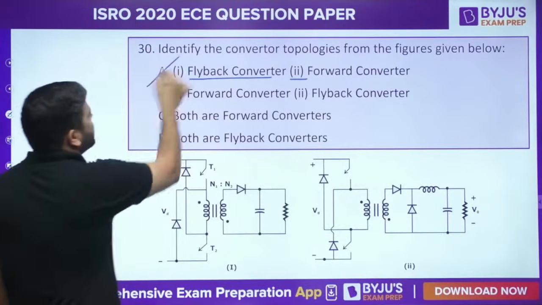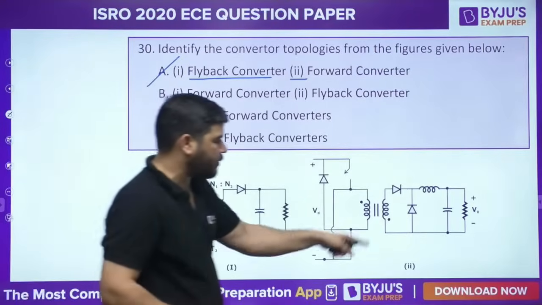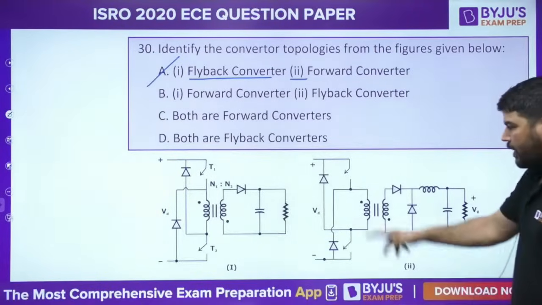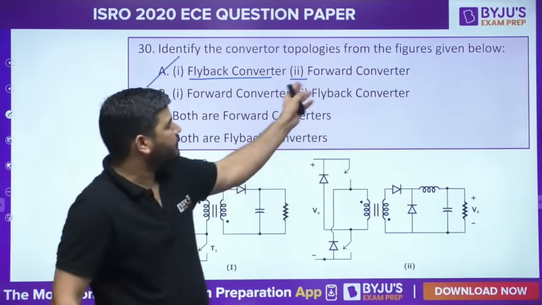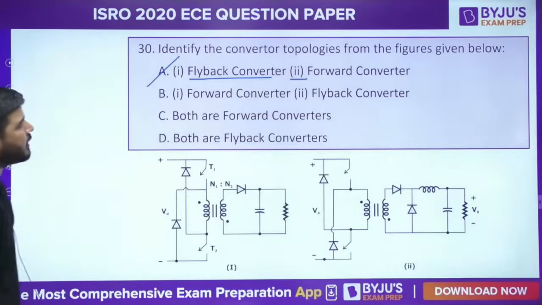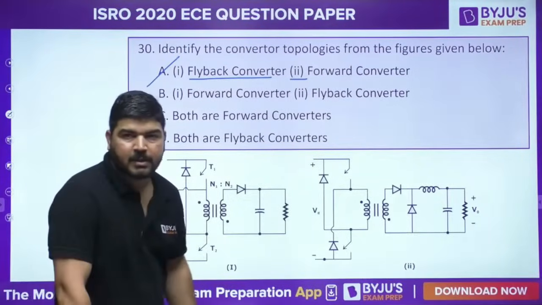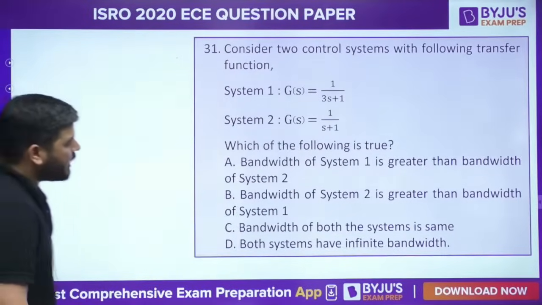So I think A is correct. 1 is the flyback converter and 2 is the forward converter. You have to remember it like this. So 1 is the flyback converter, the other one is the forward converter. It's a DC-DC converter, making DC to DC. Just remember this line. Let's come to the next question, guys.